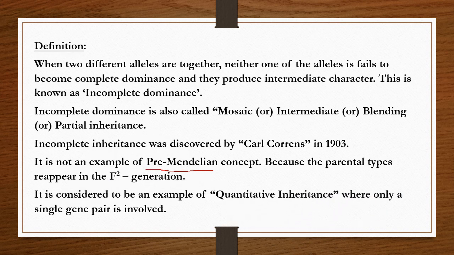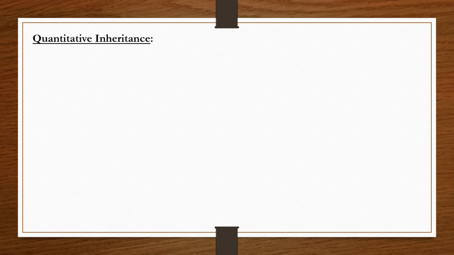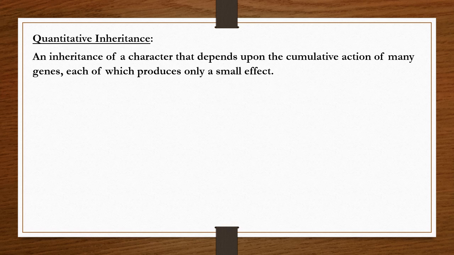It is considered to be an example of quantitative inheritance where only a single gene pair is involved. So let's know the definition of quantitative inheritance. Quantitative inheritance is the inheritance of a character that depends upon the cumulative action of many genes, each of which produces only a small effect.